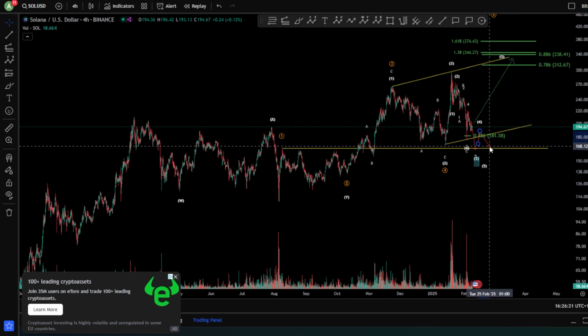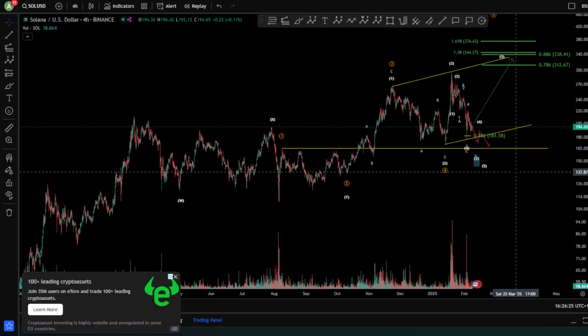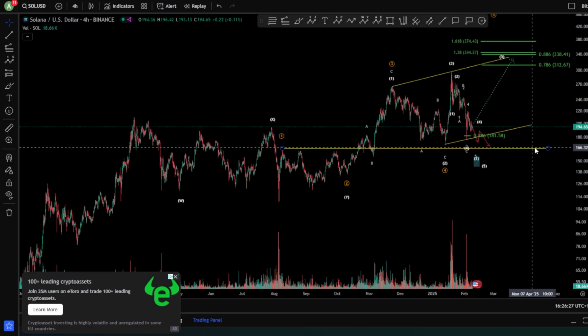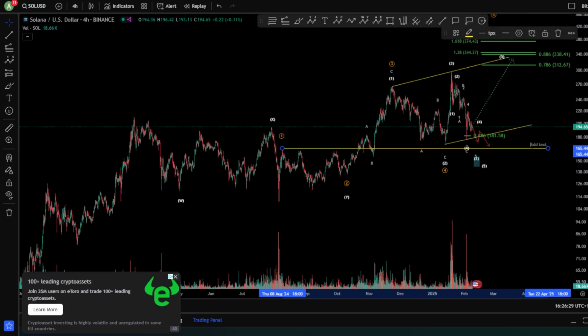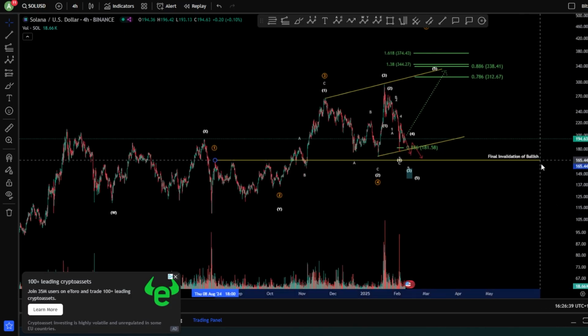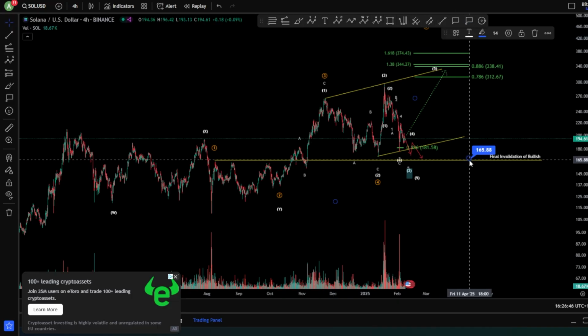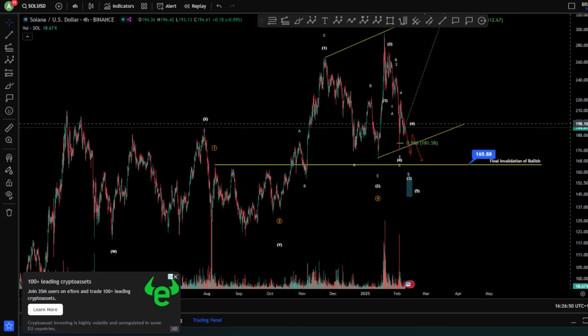Meaning, you would like to see the wave here finishing in this position without invalidation. So let's say final invalidation of bullish. If we come to this price, then we have to say, okay, a bear market or a big correction is happening here, okay? So if we have the price action here, $165, okay?